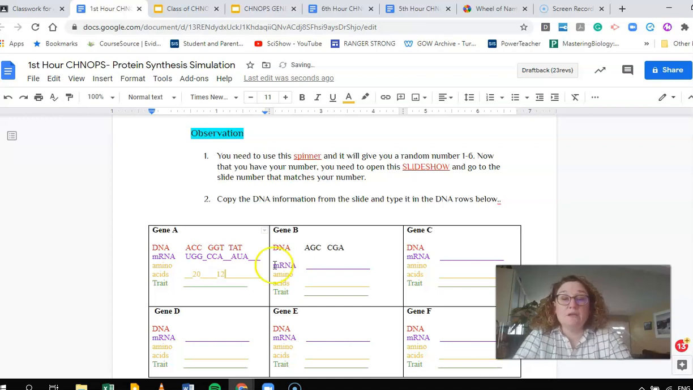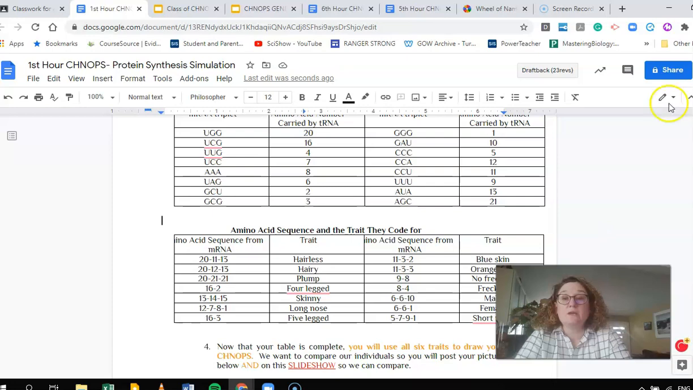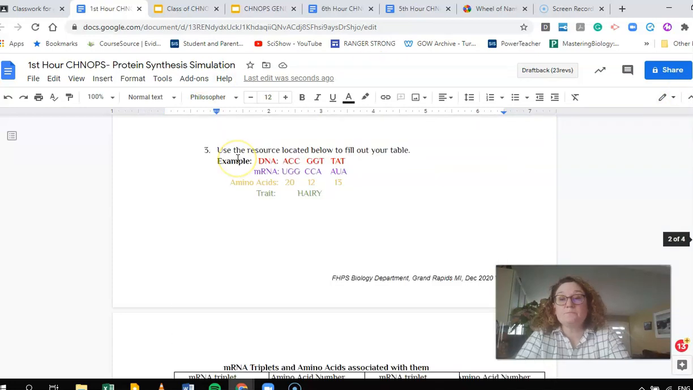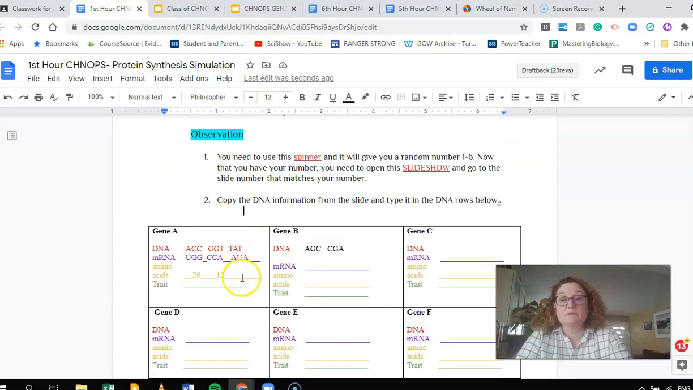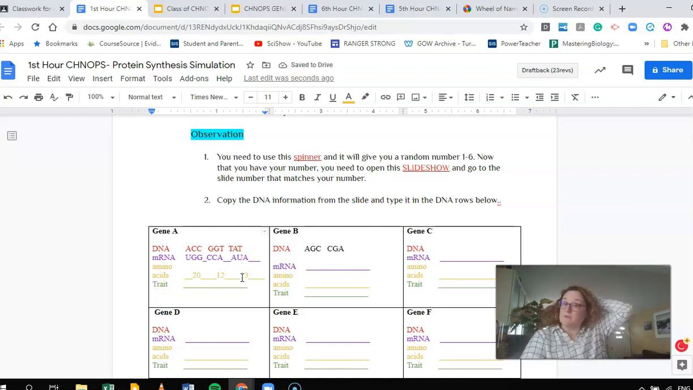And then I have AUA. And so AUA is 13. Okay, so I'm going to put my 13 here, like that. And if you wanted to, you could do like 2 copies of this document and then have a split screen so you can kind of see the both side by side. And that would be perfectly fine.